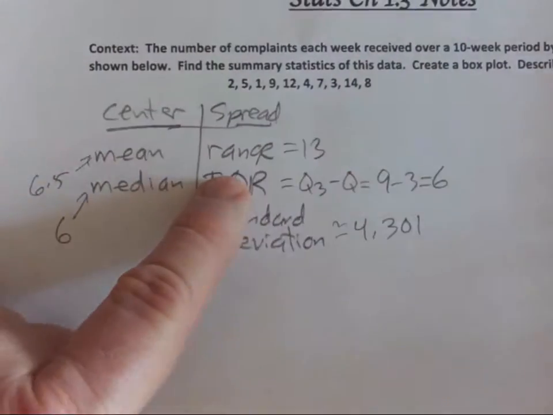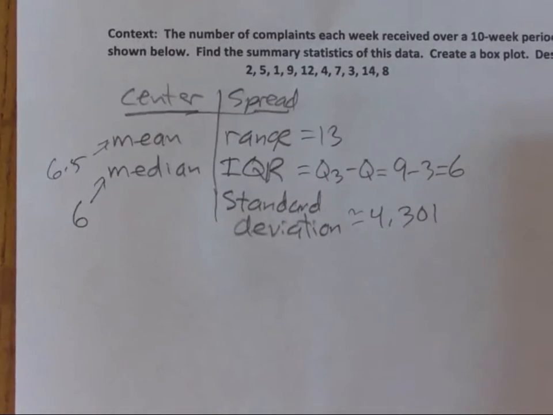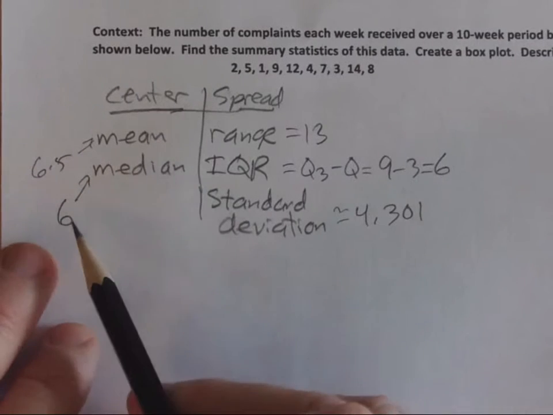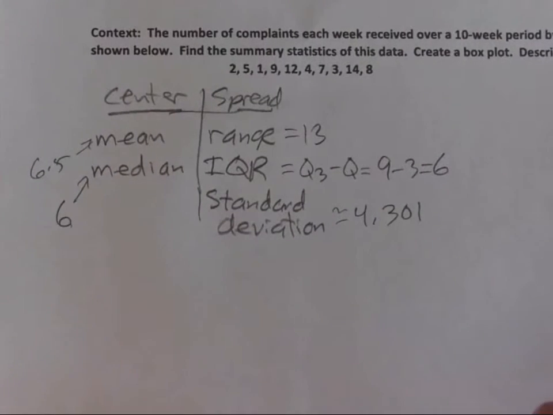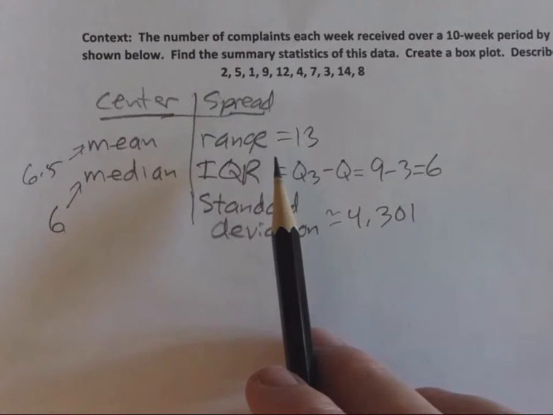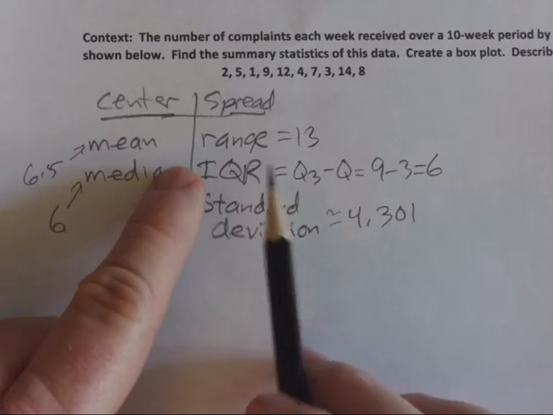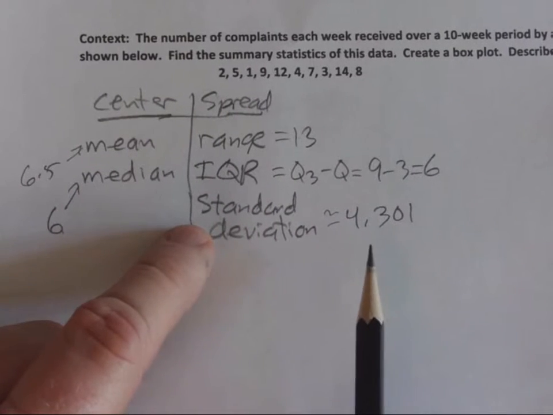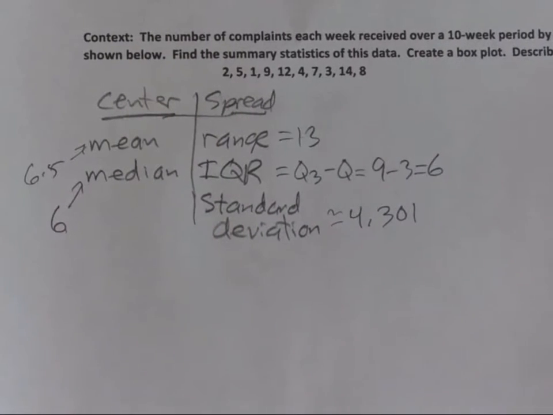So that is certainly a very quick way to get your summary stats. And if you were describing this data, you would say, well, the data is centered around a mean of 6.5, median of 6. The spread has no outliers, as we'll talk about in a second. The spread is described by the range of 13, IQR of 6, standard deviation of 4.301. And then we'll talk about the shape.